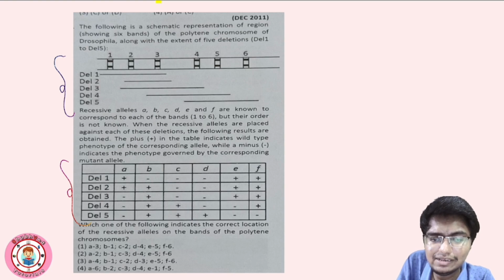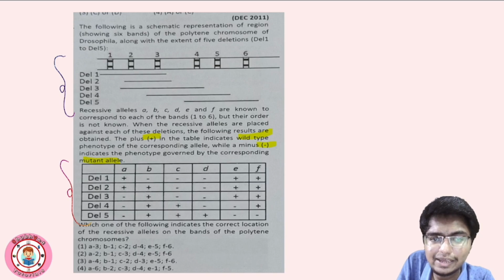Now recessive alleles A, B, C, D, E, F are known to correspond to each of the bands, but the order is not known. When the recessive alleles are placed against each of these deletions, the following results are obtained. The plus in the table indicates wild type phenotype, while the minus indicates phenotype governed by the corresponding mutant allele. So now let's see क्या ढूंढना है हमें. Which one of the following indicates the correct location of the recessive alleles on the bands of the polytene chromosome? Current location हमें find करना है.